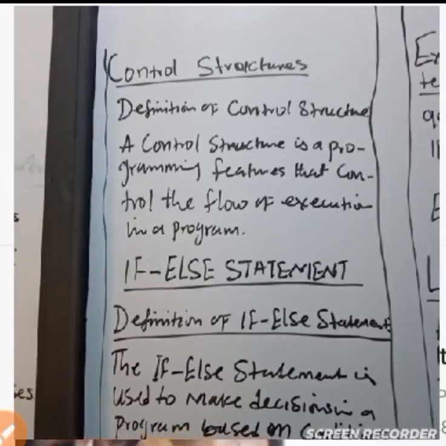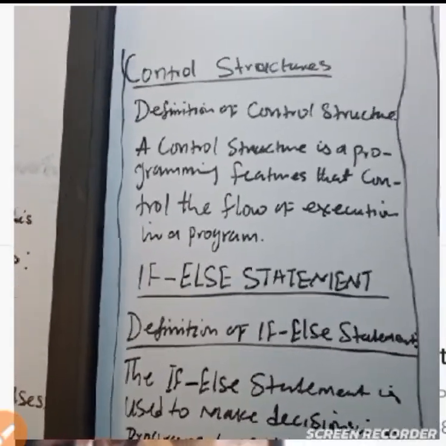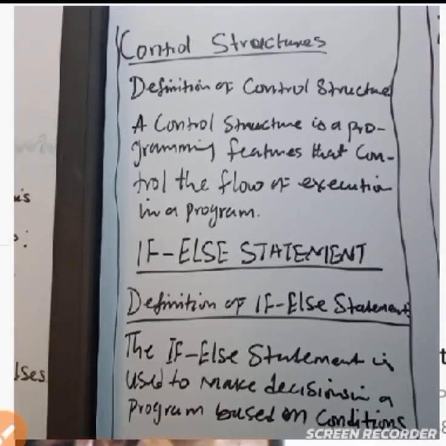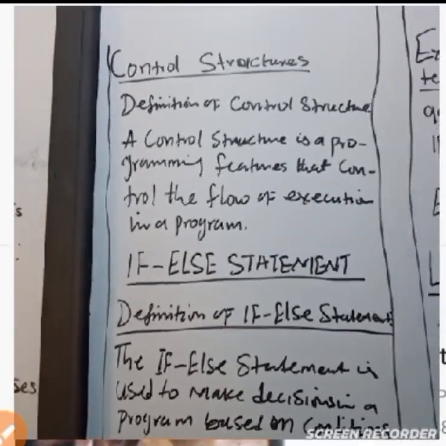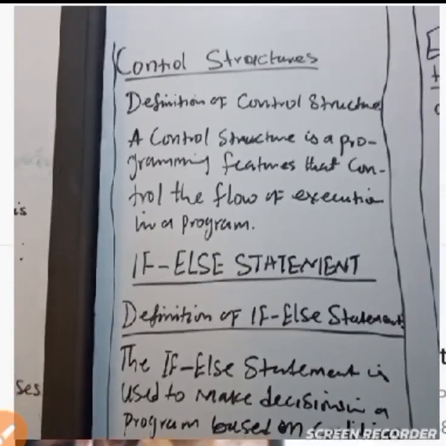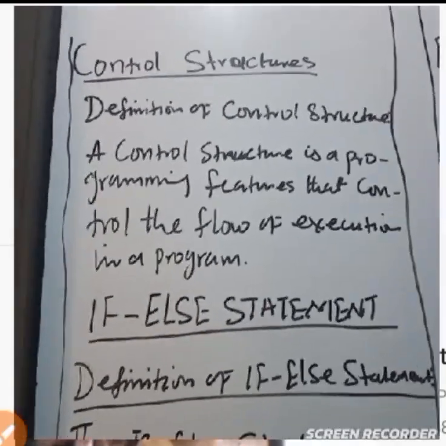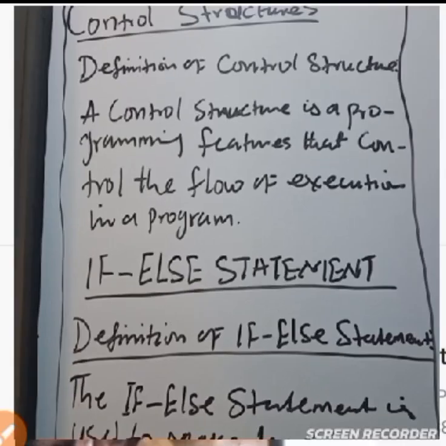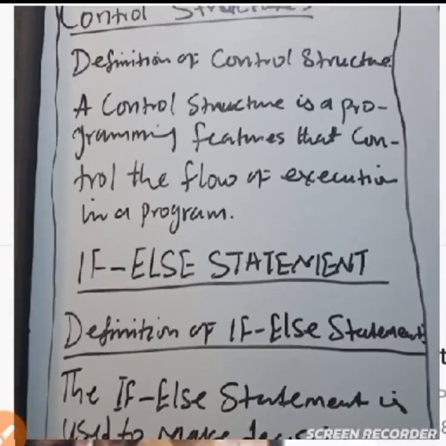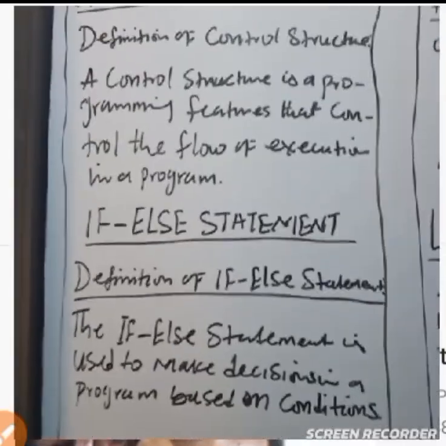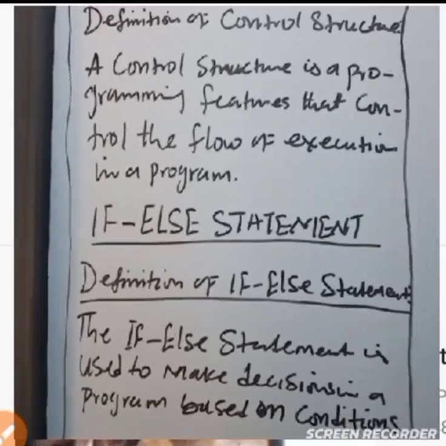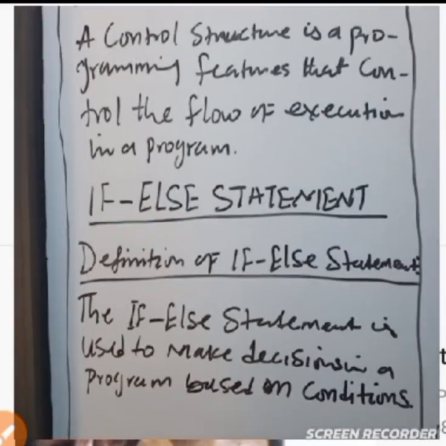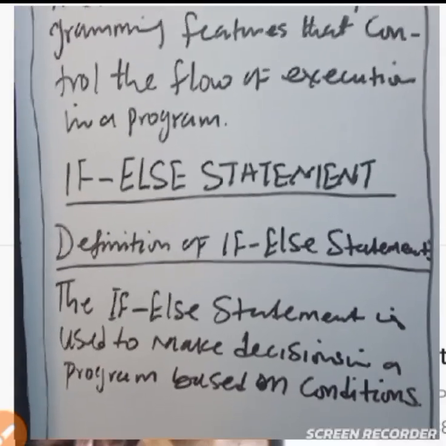So, the definition of control structure, write this in your notebook. A control structure is a programming feature that controls the flow of execution in a program. So control structures determine the order in which statements are executed in a program.